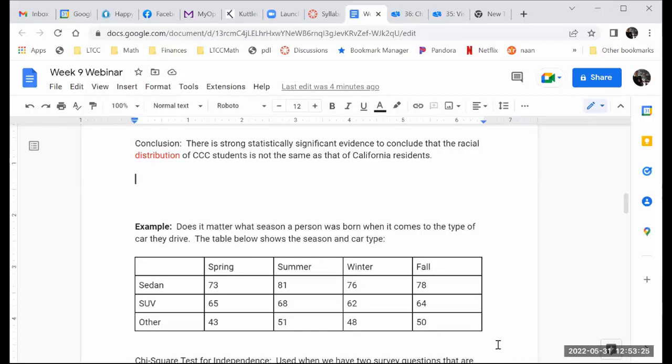What can you say about the survey? If you were to run the survey, ask people, what would you ask? When were you born and what kind of car do you drive? Exactly. There are two questions, and notice the answer to both of these questions is qualitative. Any questions on that? So for example, I was born in the summer.